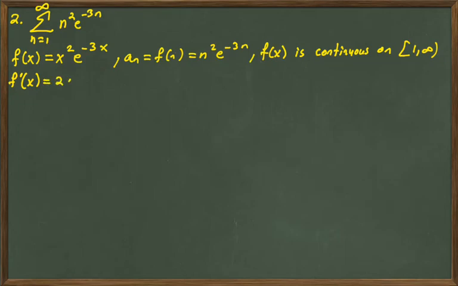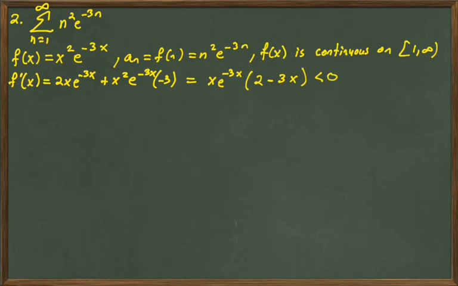So f prime of x is going to be 2x e to the negative 3x plus x squared e to the negative 3x times negative 3 by the chain rule. Factor out an x and an e to the negative 3x, and we have left 2 minus 3x. And that's certainly going to be less than 0 on 1 to infinity. And so this gives us the last condition we need for the integral test, and that is f of x is decreasing.